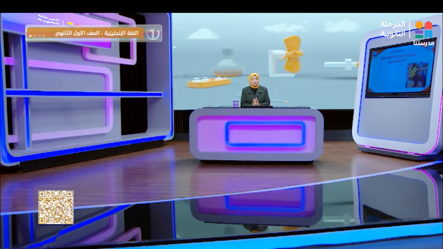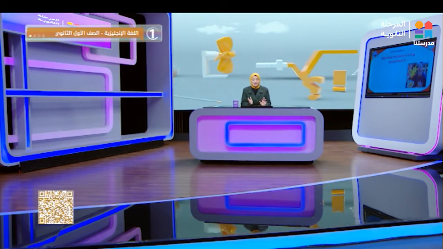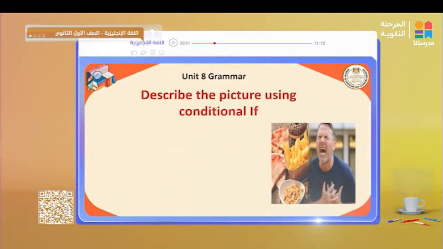Now look at this picture. It shows a person who is having a heart attack. Why did he have a heart attack? Because he ate a lot of junk food, a lot of fast food. Fried potatoes and sweets and so on. So he is having a heart attack. It means that he ate fast food and the result is that he had a heart attack.